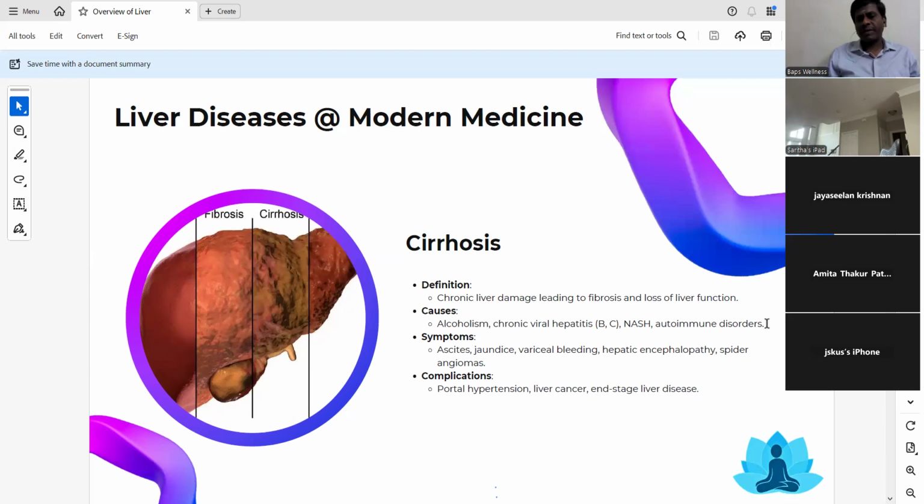Jaundice and variceal bleeding, hepatic encephalopathy, that is another condition. Hepatic encephalopathy, severe jaundice and all. When the toxin reaches the brain, it causes encephalopathy. It's a serious condition where even the patients will go to a coma stage. They will not be oriented.